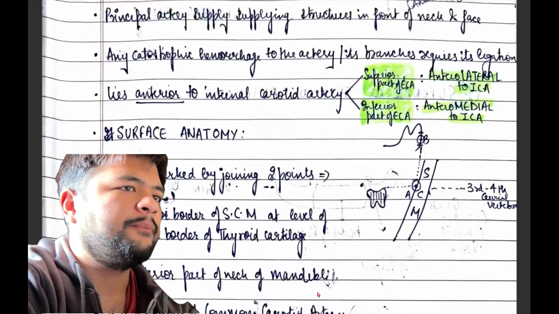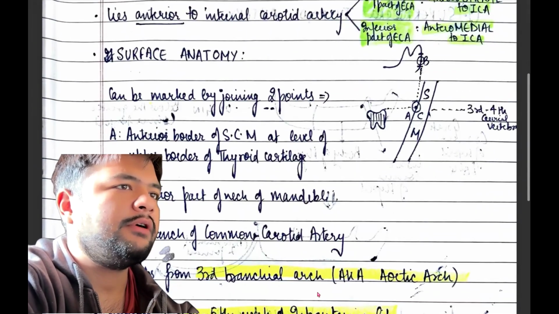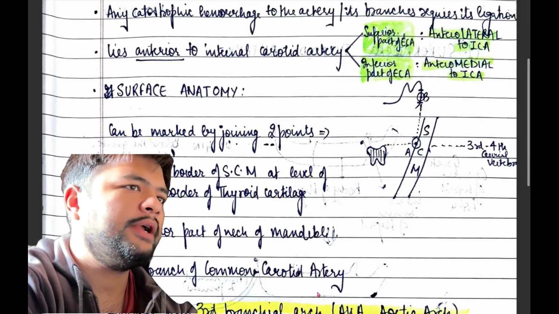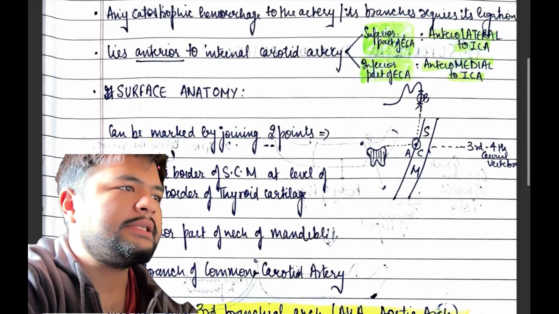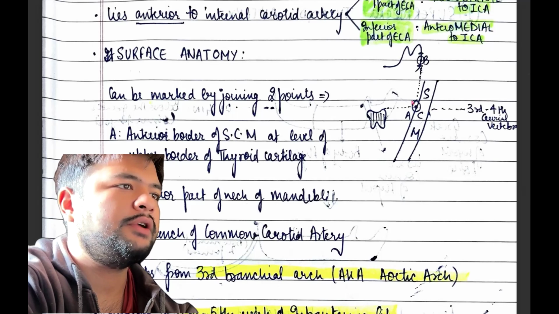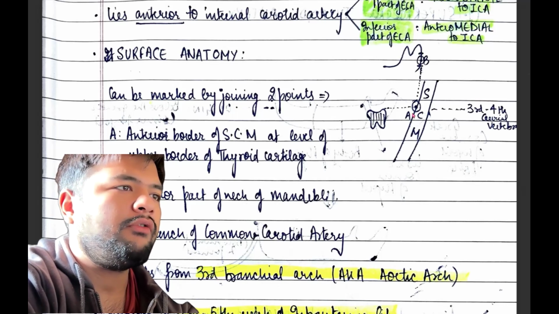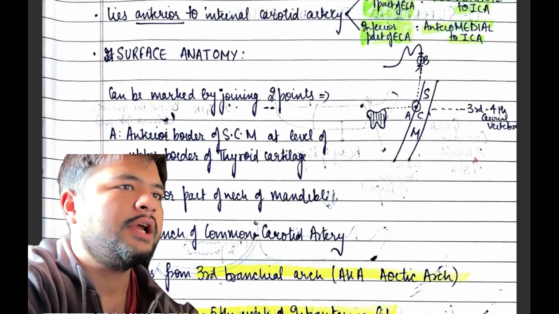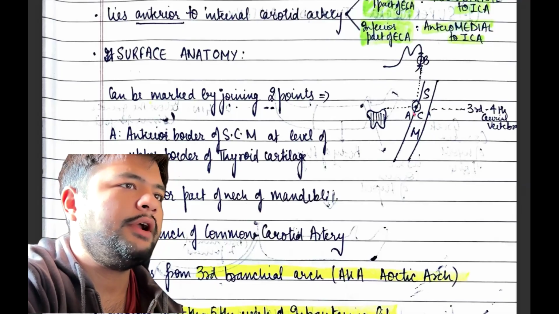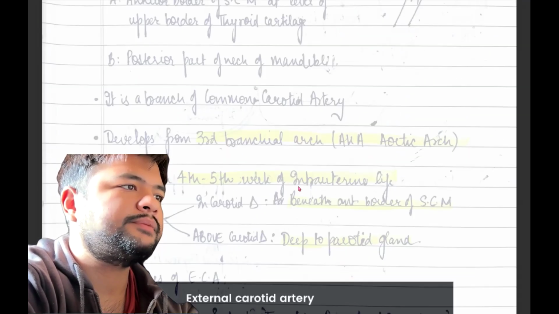Okay, so then coming to the surface anatomy of the external carotid artery, it can be marked by joining two points, point A and point B. Point A refers to the anterior border of the sternocleidomastoid at the level of the upper border of thyroid cartilage, while point B is the posterior part of the neck of mandible. The point of intersection of both at the anterior border of sternocleidomastoid marks the external carotid artery.